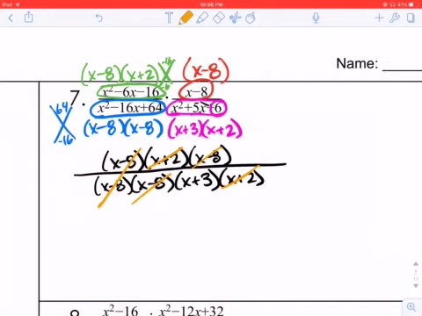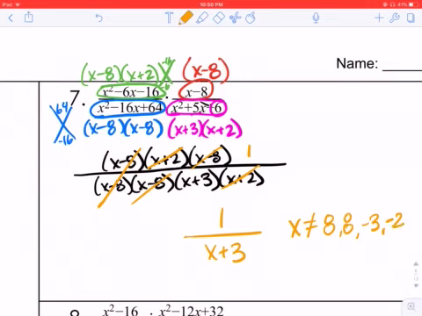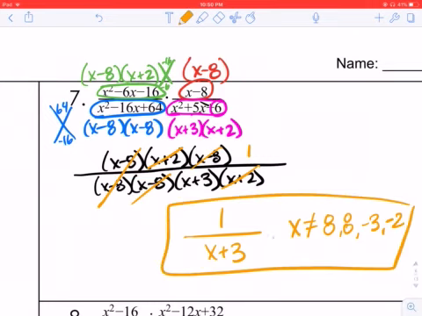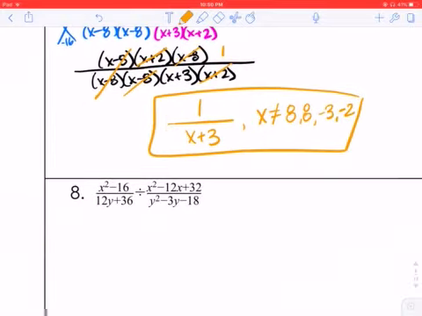And I don't have anything left on the top, so it's just a 1. So I have 1 over x plus 3. Remember to include your excluded values. X is not allowed to be 8, negative 3, or negative 2. All that would be my answer. Go ahead and try number 8.